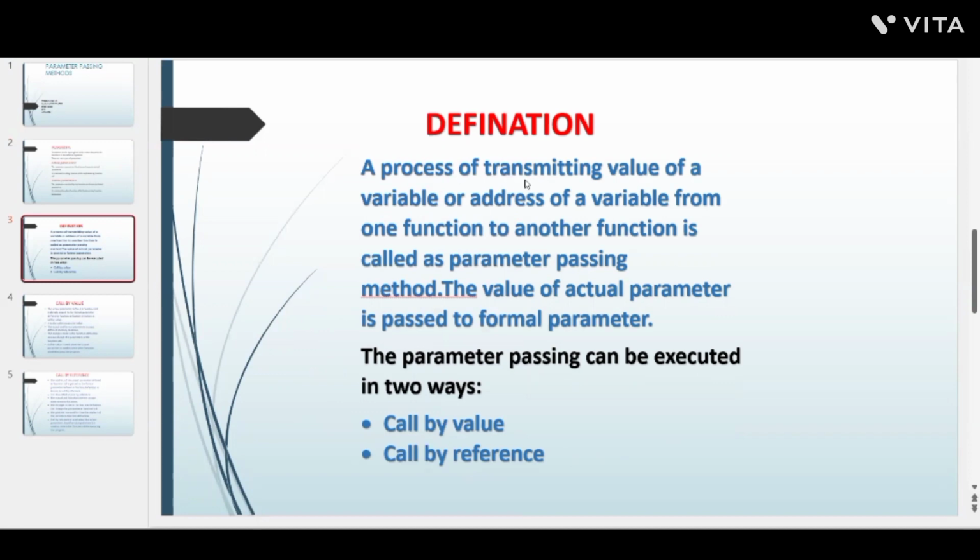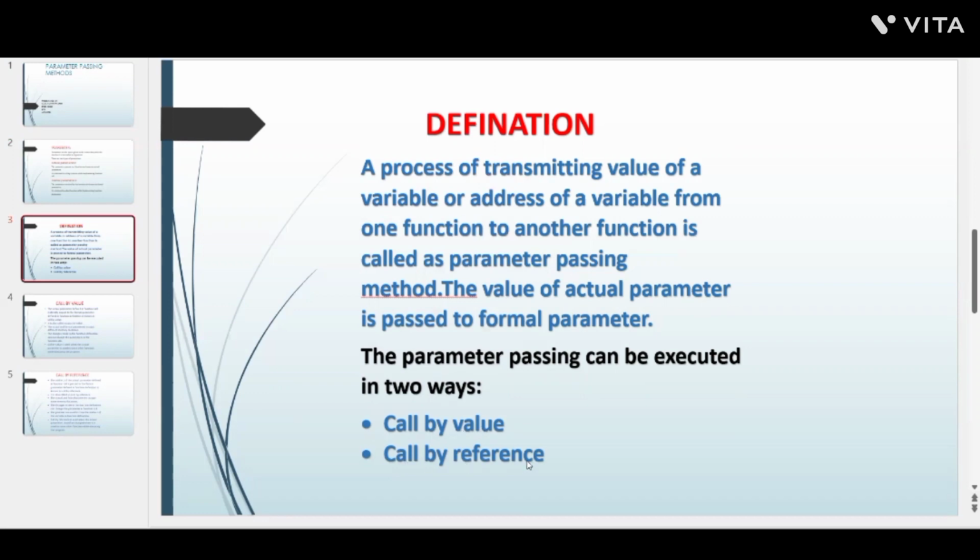Now let us see the definition of parameter passing method. The process of transmitting the value of a variable or the address of a variable from one function to another function is called the parameter passing method. In this method, the data of the actual parameter is passed to the formal parameter. That means the value or the address of the actual parameter is passed to the formal parameter. This can be done in two ways: call by value and call by reference.